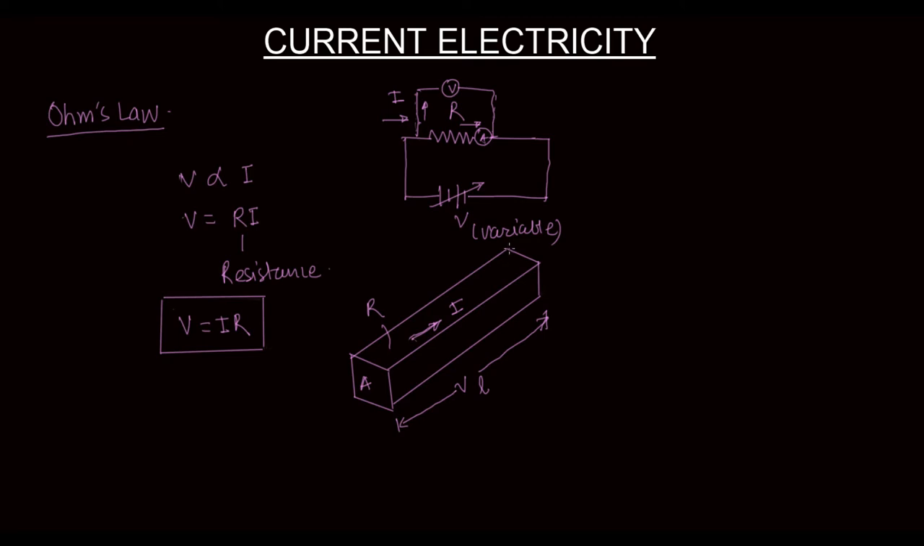Correct? Now what happens? I remove this. I connect another identical conductor in series with it. So the whole thing becomes something like that. Get that? The same length L, and it is carrying the same current I. So if this length is also the same as earlier, then the potential drop also will have to be the same.